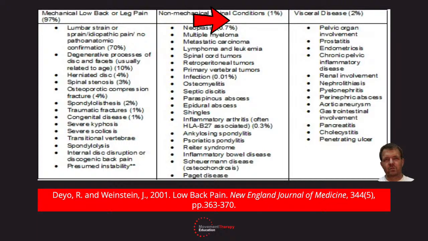And then non-mechanical spinal conditions, so neoplasia, so you've got new growth, basically that means usually cancerous tumours. Multiple myelomas, metastatic carcinoma, so again a cancer that's spread to the spine, spinal cord tumours, retroperitoneal tumours, so we're talking about usually cancerous tissue. And these kinds of things, again, they're quite rare, about 1%. So the majority of people you see are likely to be something like this, okay?